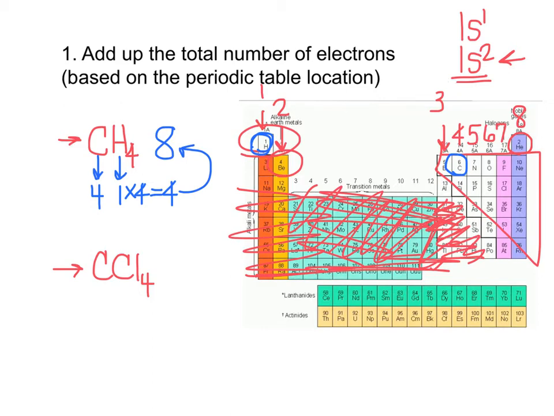Alright, let's practice it again for our second compound, carbon tetrachloride. So we just said that carbon has 4. Let's locate chlorine. Here it is. It has 7. And there are 4 of them, so 7 times 4, there's going to be 28 electrons. Add this together, we need to place a total of 32 electrons in this compound.